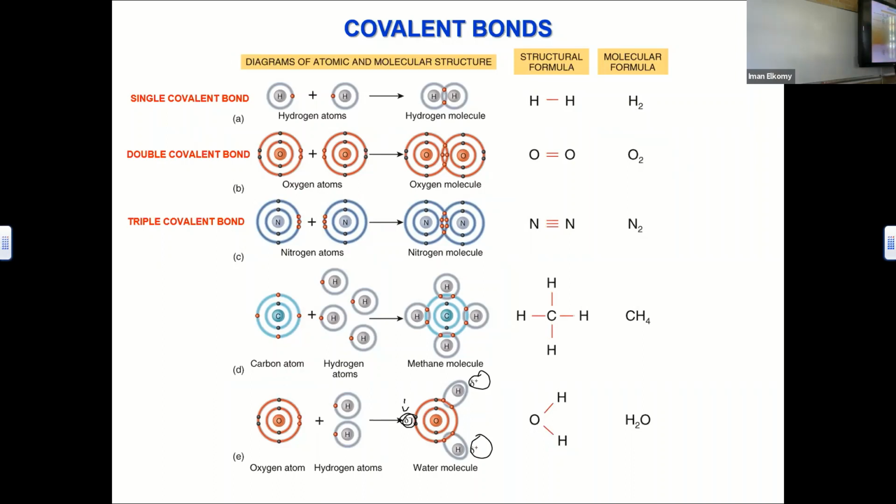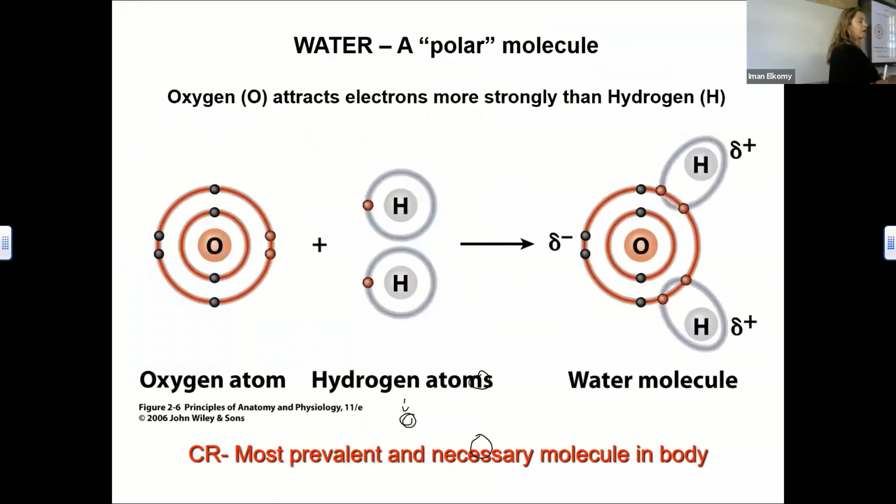And it's important that it's a polar molecule because, again, that polarity is what allows water to attach to other things, to break things up. That's why we dissolve everything in water, because it's a polar molecule. That's why we have surface tension with water, because it's a polar molecule. So we're going to talk about water in a little bit, about how important that polarity is.